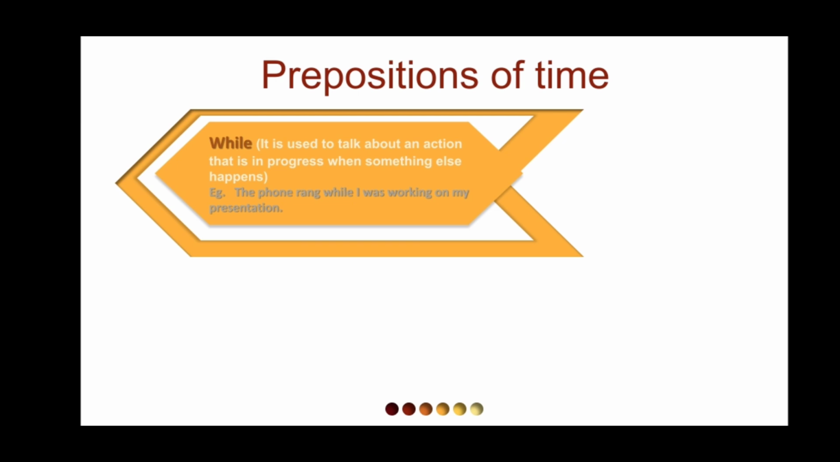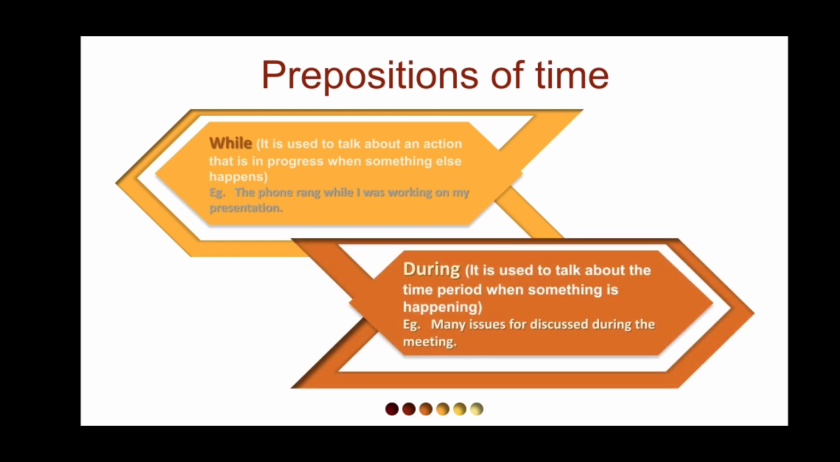And finally, we move on to the last set of prepositions that we are going to discuss today, where the first one is while. While is used to talk about an action that is in progress when something else happens. For example, the phone rang while I was working on my presentation. That means while the action of working on the presentation was going on, the second action, that is the phone, rang.